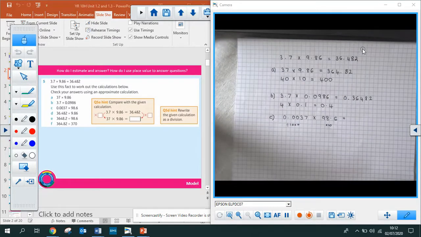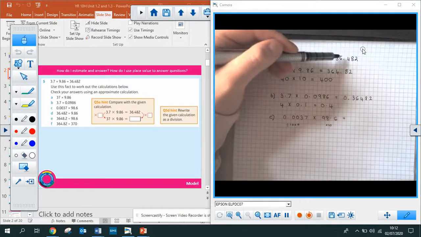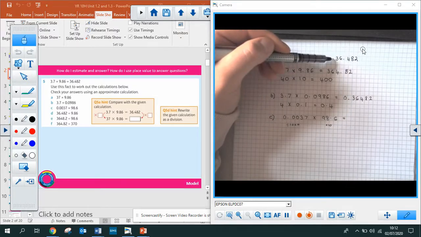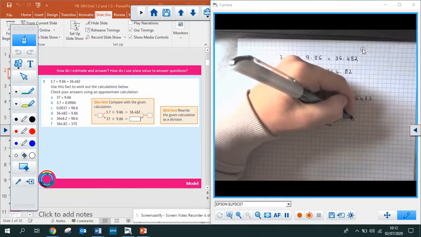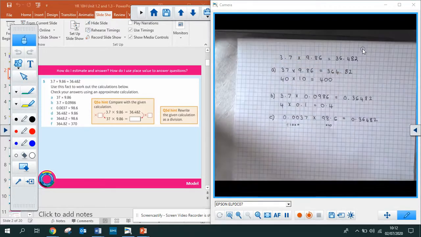So what's going to happen to my answer? Well, the net effect is actually my answer is going to be 100 times smaller, okay? Because I would first make it 1,000 times smaller, my answer, then I'd make it 10 times bigger. And the net effect of that is just making it 100 times smaller. So if I divide 36.482 by 100, I move 2 places to the left, I get my 0.36482. Okay?